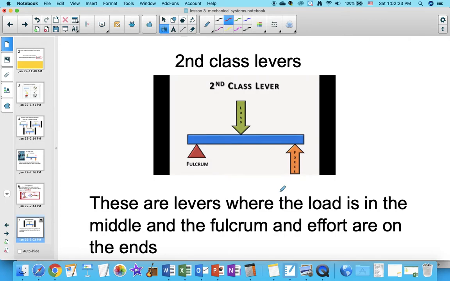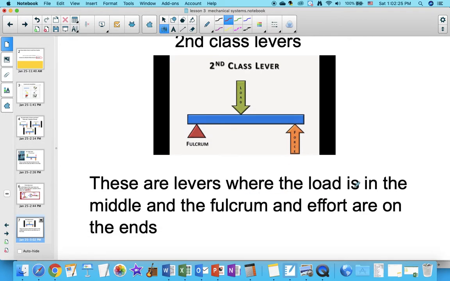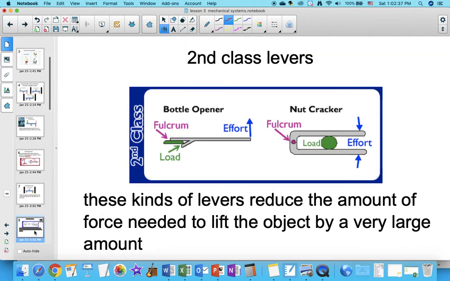Second class levers. These are levers where the load is in the middle and the fulcrum and effort are on the ends. So the turning point is on the end. The load, whatever you're lifting, is in the middle. And the effort is on the far end. So an example of that would be bottle openers and nutcrackers, right?